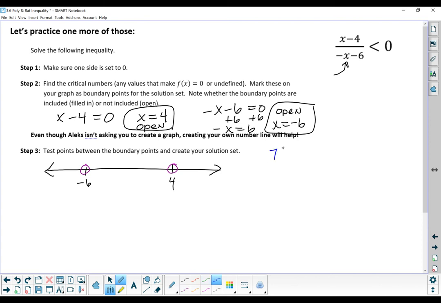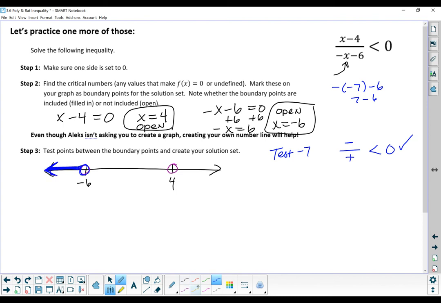Let's start left to right. So I'm going to test negative 7 for that first region. Again, we just have to think about, is it positive or negative so that we can compare it to 0. So if I sub in a negative 7, the top is a negative number, and the bottom actually ends up being positive because it's negative 7 minus 6. So it's actually 1, which is a positive number. A negative divided by a positive is a negative number, so it is less than 0. So that would be part of our solution. So we'll shade that region.